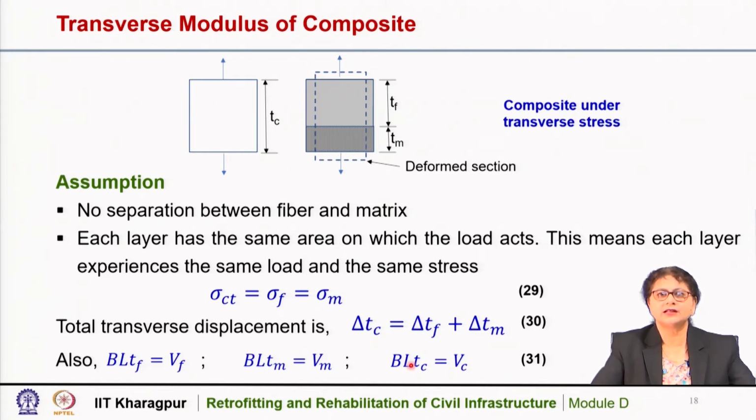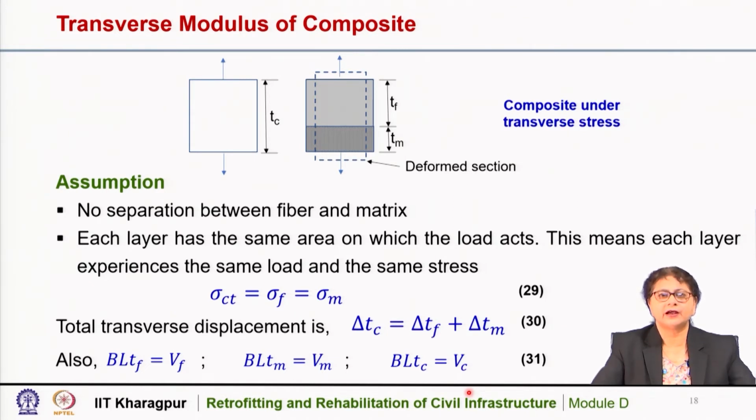Now, the total transverse displacement is delta Tc, and that is equal to the transverse displacement of the individual phases, that is the fiber and the matrix. So, delta Tc is equal to delta Tf plus delta Tm, where delta Tf is the displacement of the fiber phase and delta Tm is the displacement of the matrix phase.